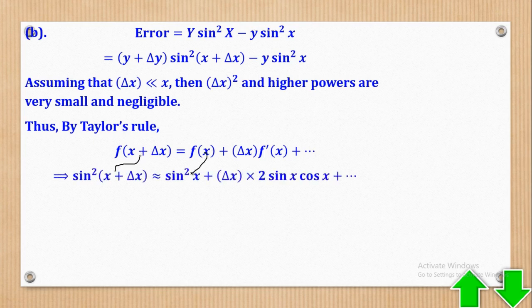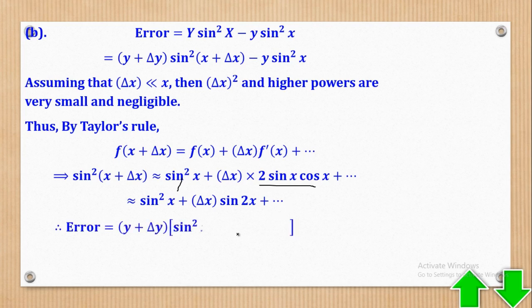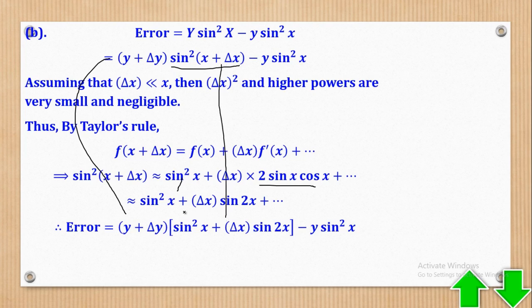Next is to substitute. Now f(x) is this, then delta x is that, then for f prime x you have to differentiate sine squared x. When I differentiate sine squared x, I come up with 2 sine x cos x. When I simplify, I'll come up with sine squared x plus delta x sine 2x, because this is the same as sine 2x. So I can now go back to my expression of the error and substitute for sine squared of x plus delta x, putting what is in this square bracket, to come up with that expression for error.